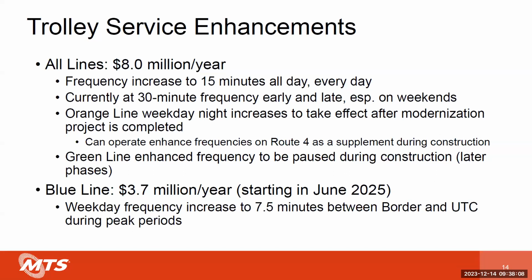We're also proposing an additional $3.7 million per year on the blue line, which would increase the service between downtown and UTC up to the 7.5 minutes that we already have between the border and downtown, and that would be during peak periods. So right now, folks coming up from the border going towards UTC have to transfer at America Plaza if they're not on a through trip. So during peaks, this would provide a through service trip all the way up towards UTC.